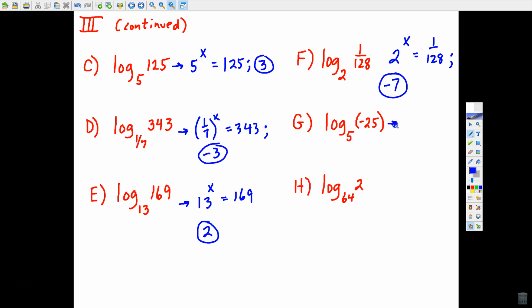Now letter G is interesting because in exponential form it says 5 raised to some power is equal to negative 25, and we had a little discussion about this in class. And here's the bottom line. There is no way to raise 5 to a power and make it equal negative 25. So anytime you're asked to evaluate the log of a negative number like this, you're going to say that either it's not possible or it's undefined.